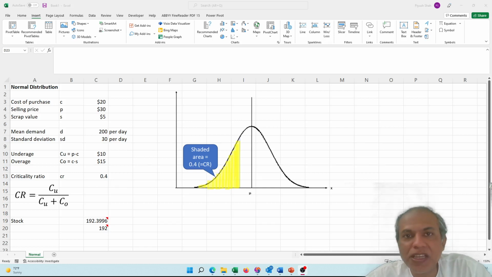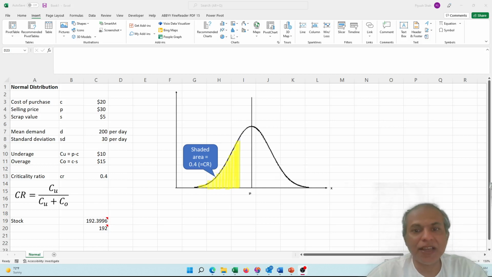And as we know already, the cost of underage, or the cost of not having enough, is $10, which is 30 minus $20. The cost of having more than enough is $15, because I pay $20 to get the product and I can scrap it for $5. That's a $15 cost there. The critical ratio, based on the formula that we know, would be 10 divided by 10 plus 15, which is 10 divided by 25, which equals 0.4.